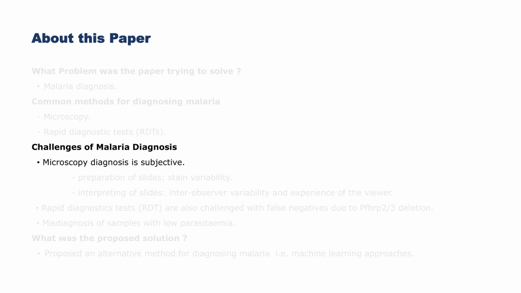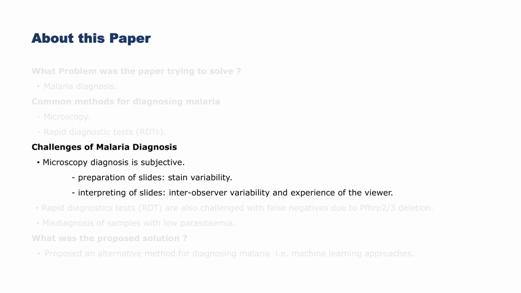So from the preparation of the slides to the interpretation of the slides, all these depend on a person who is performing the task. If you take a look at preparation of slides, we can have what you call staining variability. And this is where the amount of stain used or even the staining procedure differ from person to person. And this might affect the viewing of the slides and the interpretation of the slides as well.